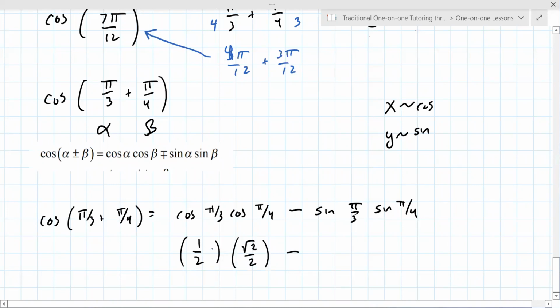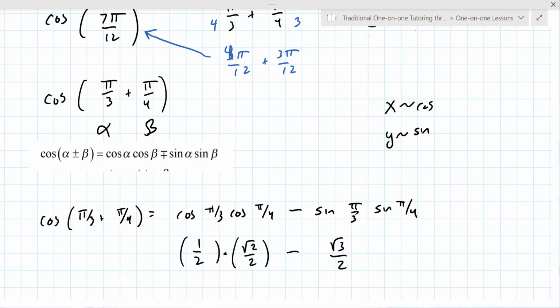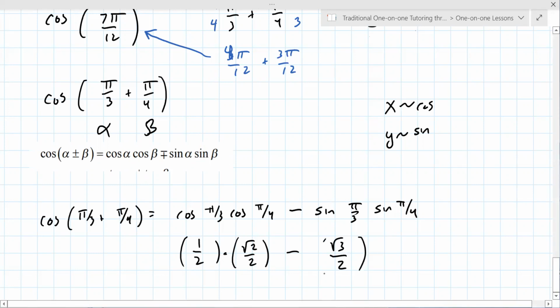Root 2 over 2. I switch to parentheses when I've got more complicated expressions. How about sine pi over 3? Pi over 3, that would be root 3 over 2. Okay. And anything else? Sine pi over 4? Sine pi over 4 would be the same as the cosine, root 2 over 2.